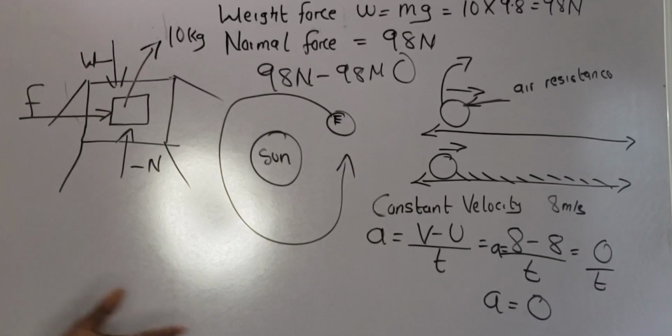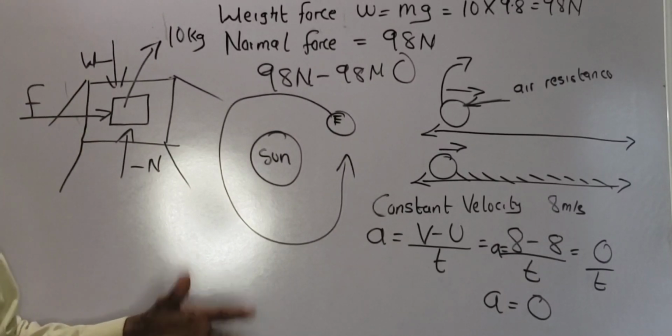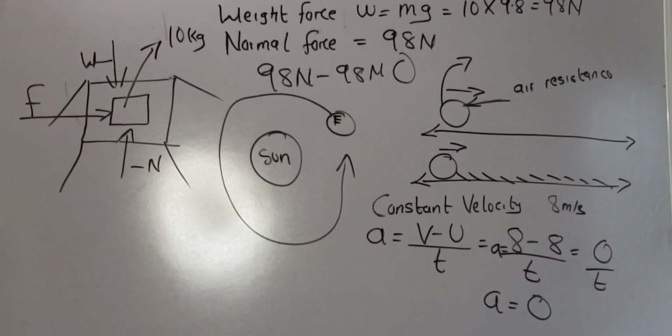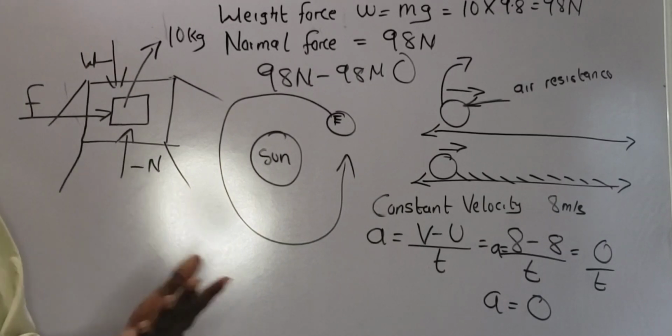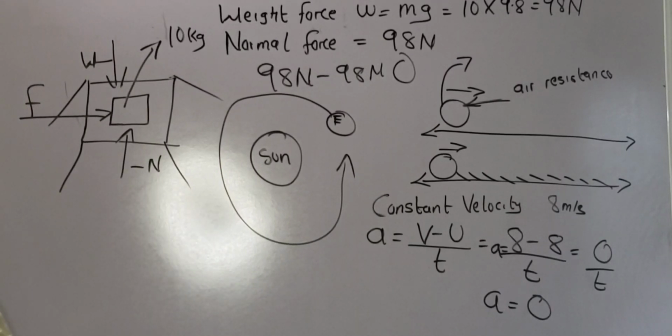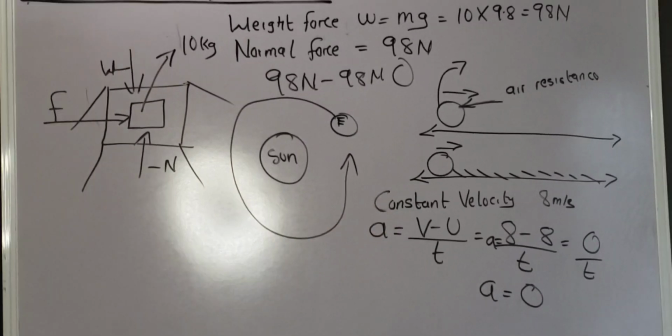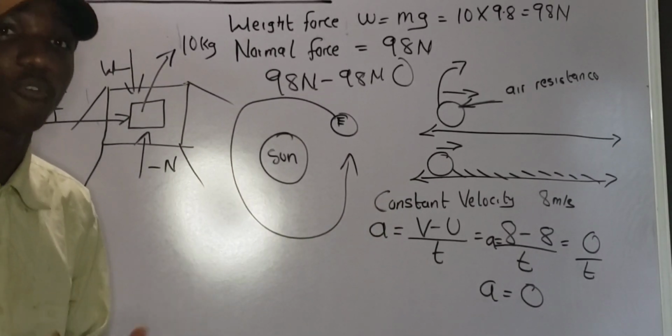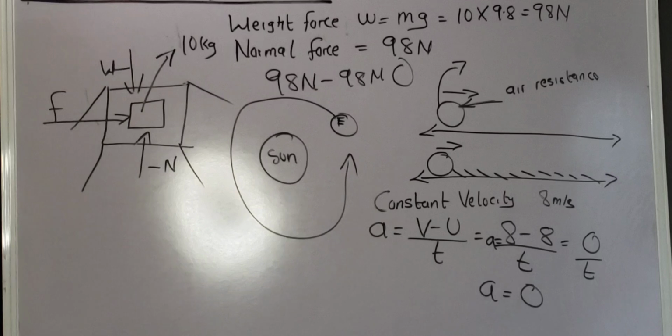When an object is at rest, the net force acting on that object is what? 0. So when an object is moving with a constant velocity, the net force of that object is what? 0. Okay, as we progress to the second law of motion, we are going to delve more into this. Just pay attention. Now let's proceed to the second law of motion.